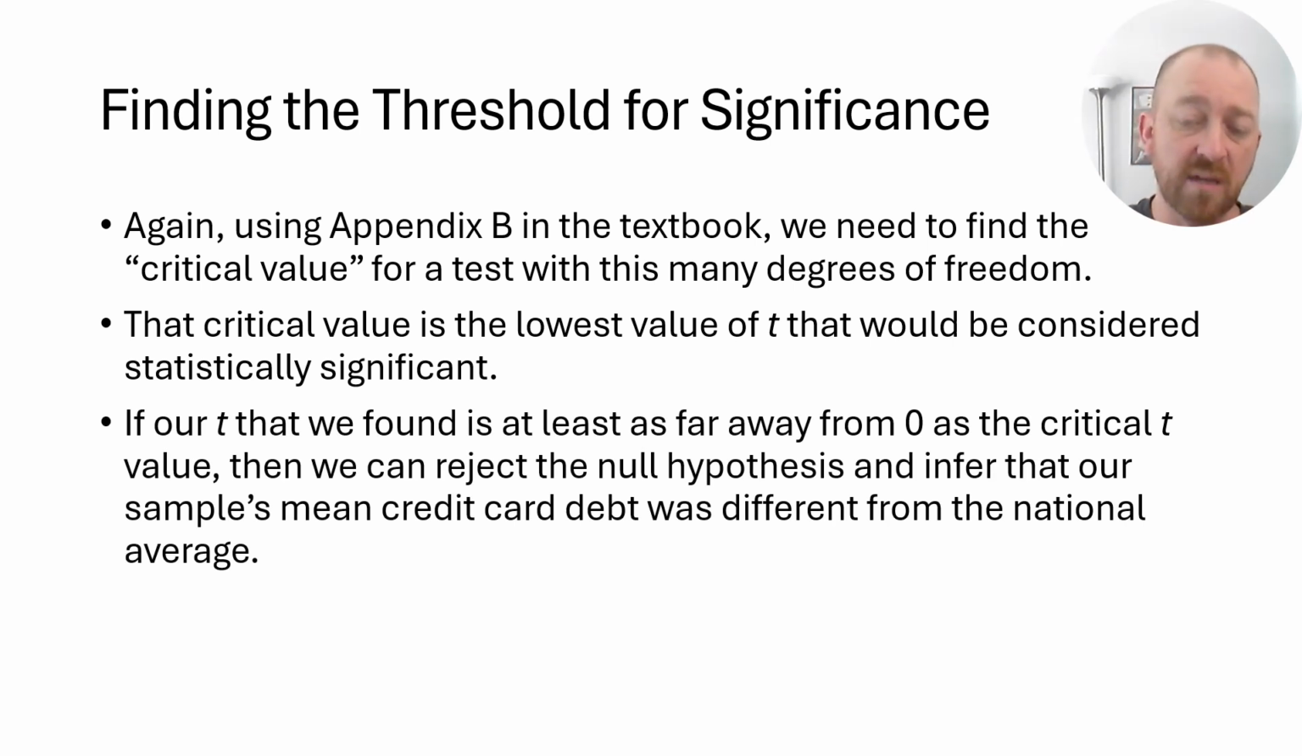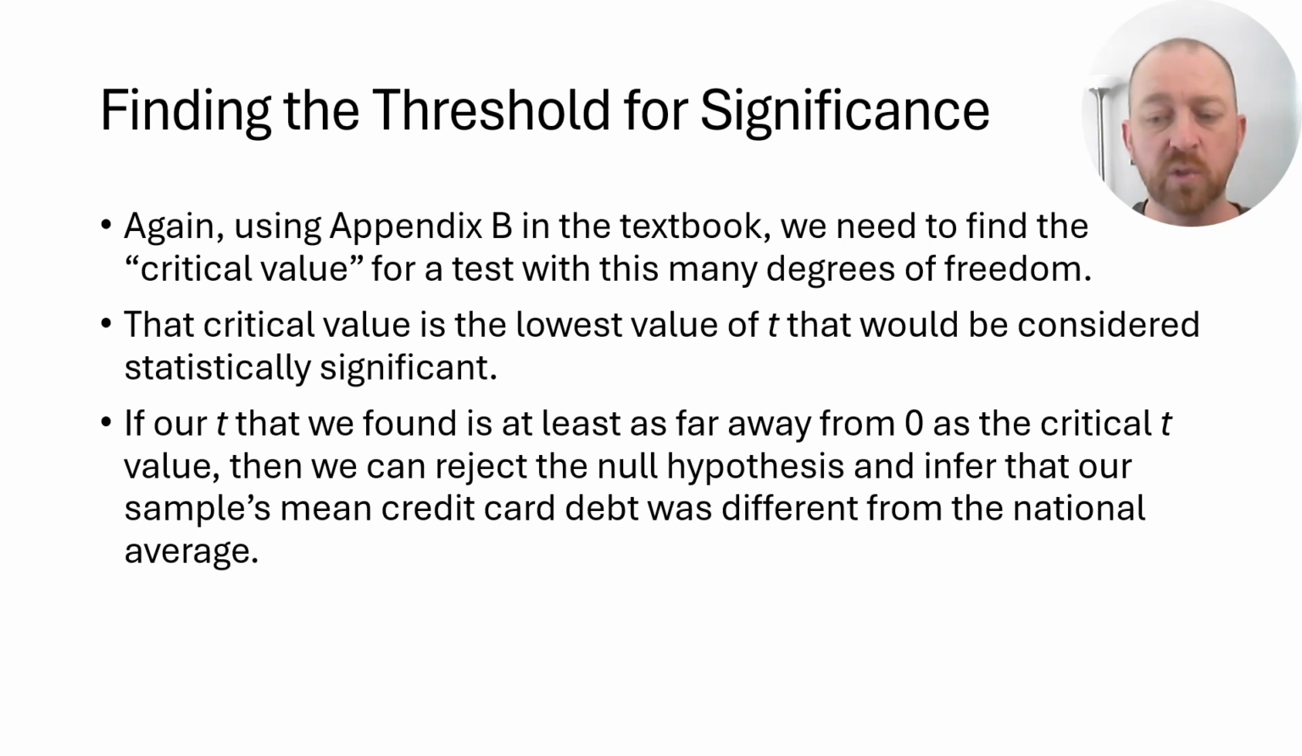If we calculated a t-value, our negative 0.12, that is farther away from 0 than our critical value that we're about to figure out, then I can say that our group actually did differ in their average credit card debt from $6,500 on average. Okay, so let's find that critical value.